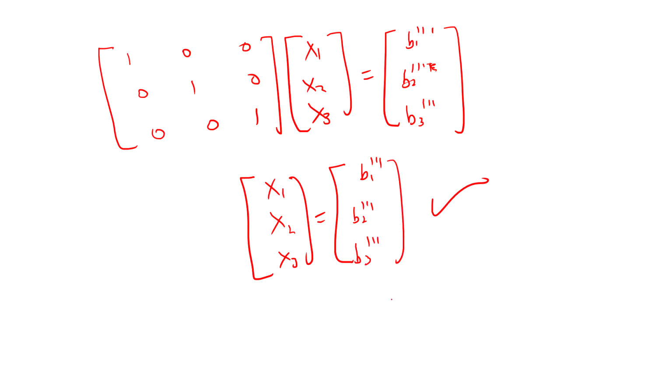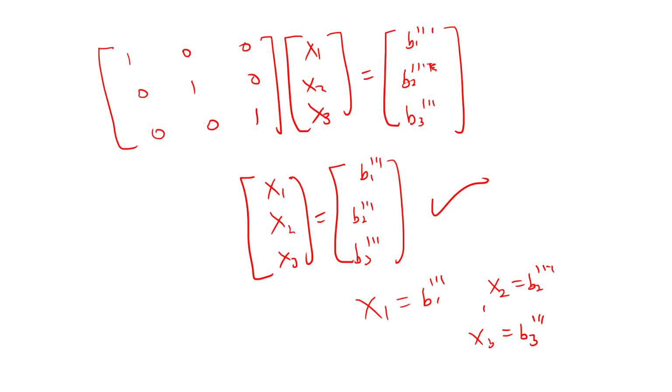Can you see this? x1 is nothing but b1 triple prime, x2 is nothing but b2 triple prime, and x3 is nothing but b3 triple prime. Simply, there is no backward substitution. The forward substitution we have already done, but there is no back substitution as such in this Gauss elimination method.